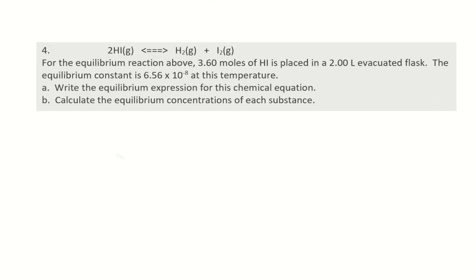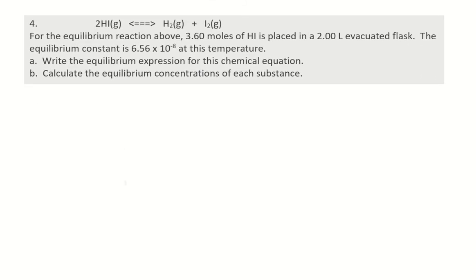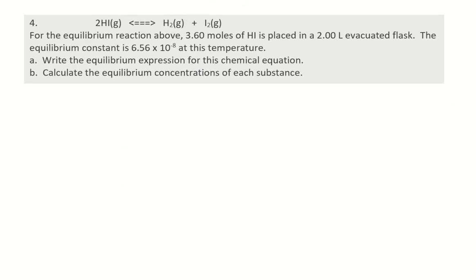So with that rule in mind, let's look at this problem here, where HI is in equilibrium with H2 and I2. For the equilibrium reaction above, 3.6 moles of HI is placed in a 2-liter evacuated flask. The equilibrium constant is given as 6.56 times 10 to the minus 8 at this temperature. Our first step, as always, is to write a KEQ expression of products divided by reactants. And our next step will be to set up an ice chart.